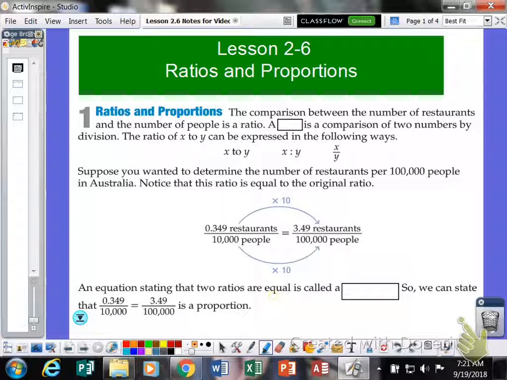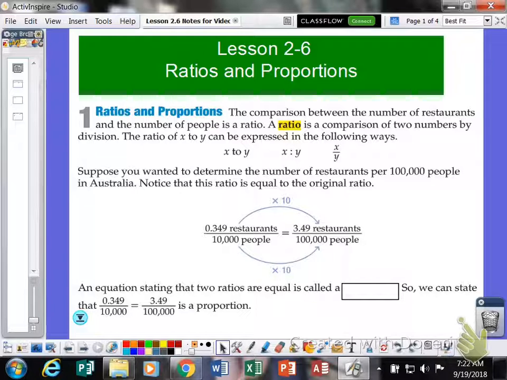Lesson 2.6, we're going to talk about ratios and proportions. So, again, this should be somewhat review, I hope. The comparison between the number of restaurants and the number of people is a ratio. A ratio is a comparison of two numbers by division. The ratio of x to y can be expressed in the following way. So, x to y, x to y, x to y. They're all x to y's, they're just written different ways.